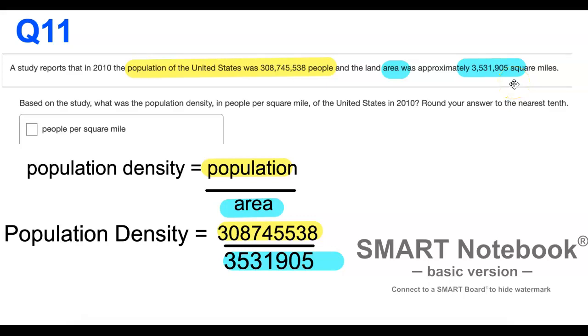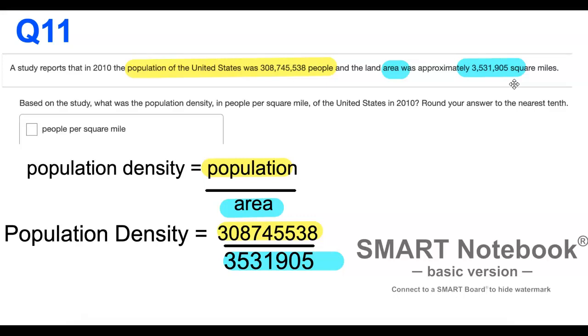A study report said in 2010 the population of the United States was 308,745,538 people, and the land area was approximately 3,531,905 square miles. Based on the study, what was the population density in people per square mile of the United States in 2010? Round your answer to the nearest tenth.